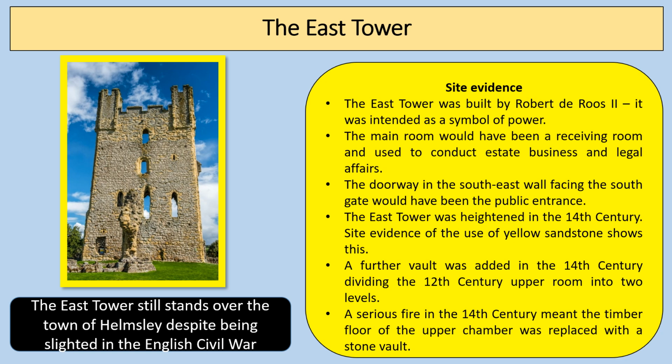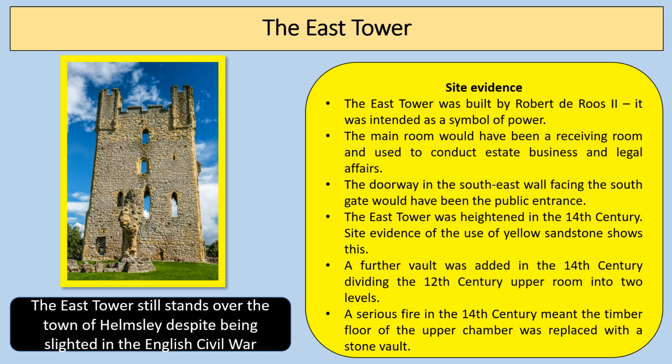Okay, moving on to the East Tower. It was built by Robert de Roos II, and it is intended as a great symbol of power. The main room would have been a receiving room and used to conduct state business and legal affairs. The East Tower is very much more the administrative base of the castle, not used for private rooms or anything like that, not as the residence of the Lords of Helmsley. That was, of course, the West Tower. The doorway in the southeast wall facing the south gate would have been the public entrance.